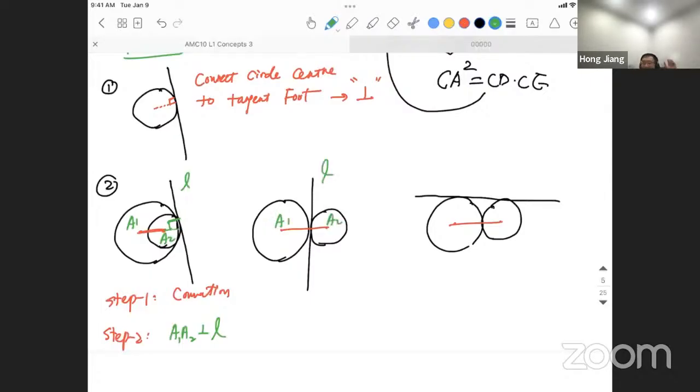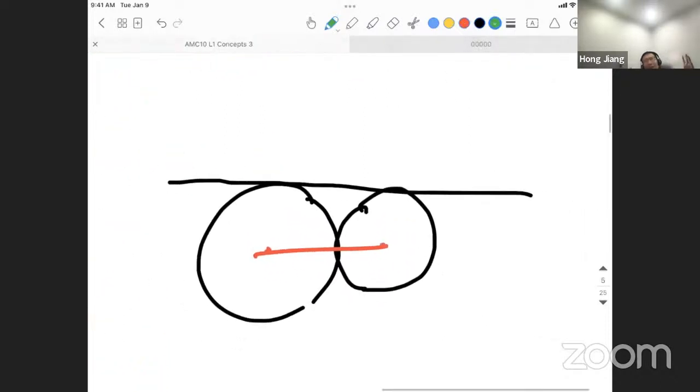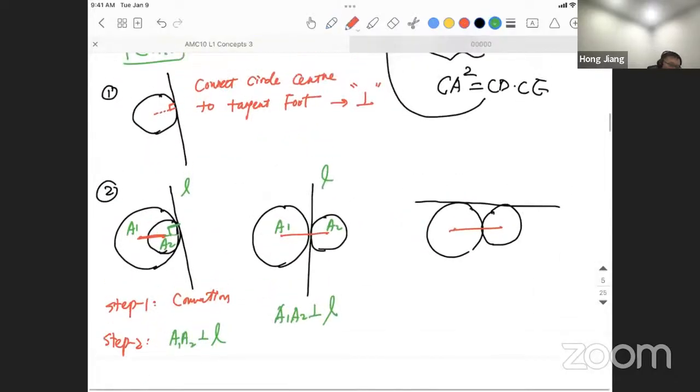Same thing, right? Two circles that are externally tangent to each other. As long as you do the connection, A1, A2 is perpendicular to L. What about the third one? The third one is actually externally tangent, but we find another common tangent line to these circles, right? In that case, you're using what we introduced here and here together.